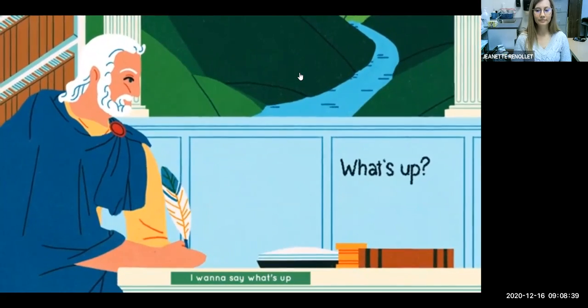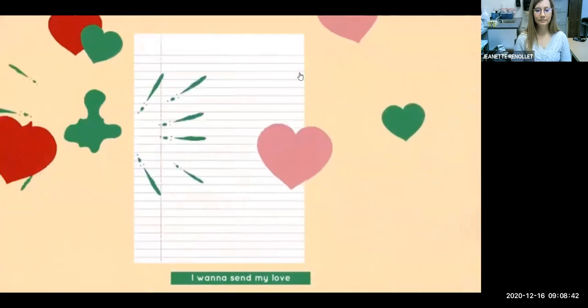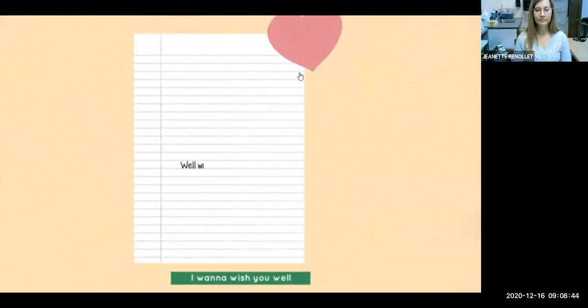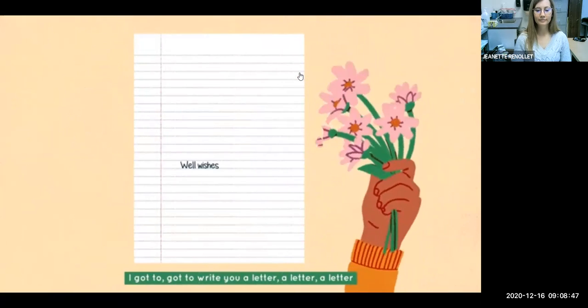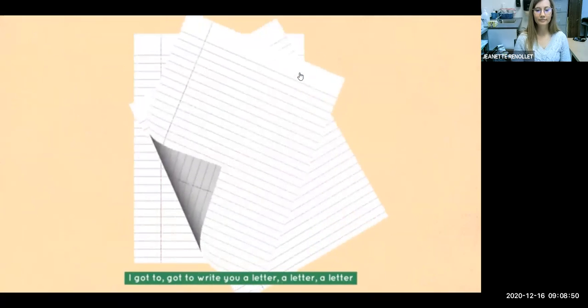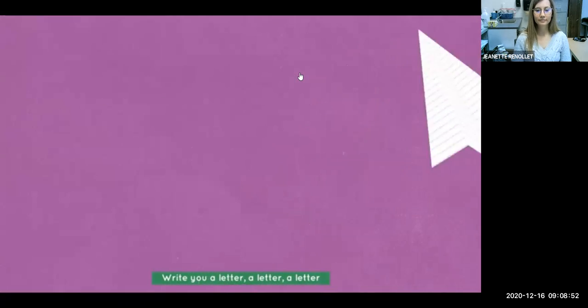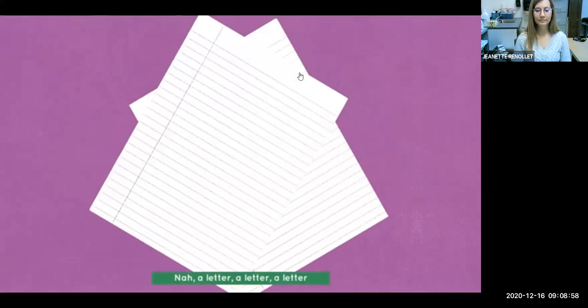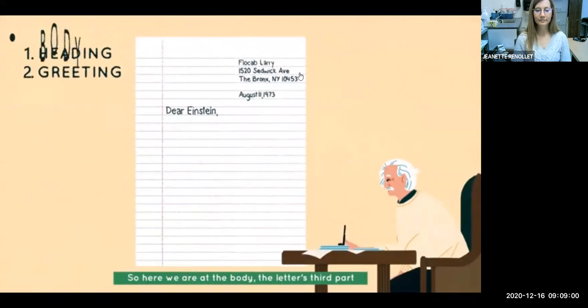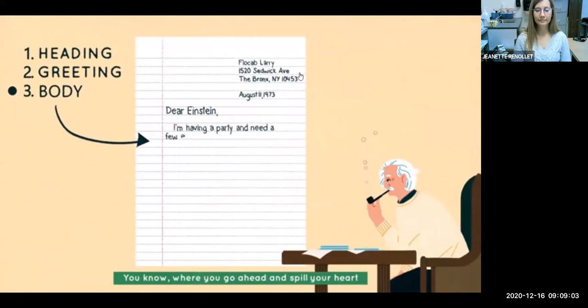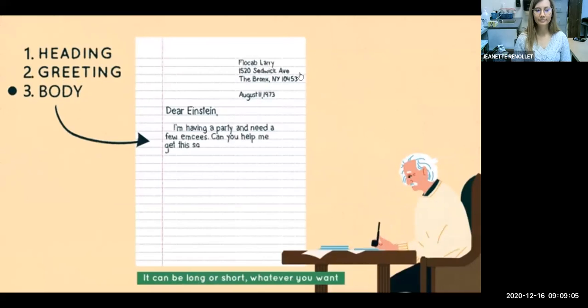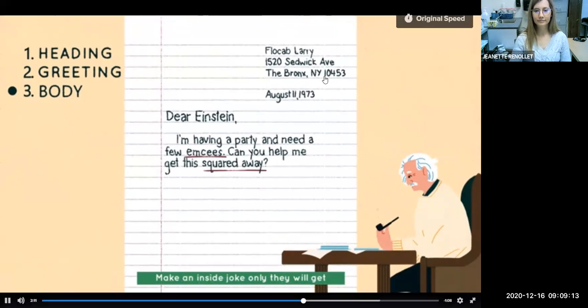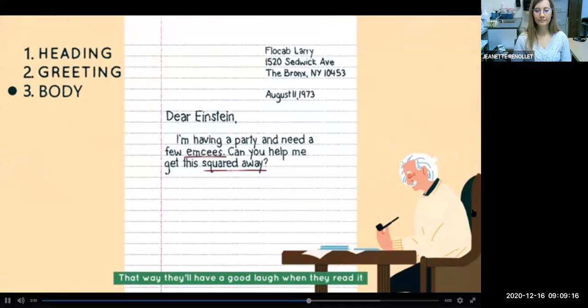I wanna say what's up, I wanna send my love, I wanna wish you well, I gotta write you a letter. What about a telegram? Nah, a letter. So here we are at the body, the letter's third part. You know, when you go ahead and spill your heart, it can be long or short, whatever you want. If you're writing your friends, say some silly stuff. Make an inside joke only they will get. That way they'll have a good laugh when they read it.